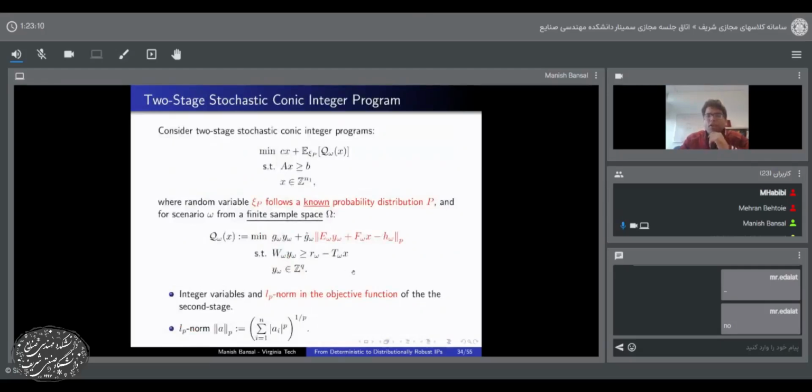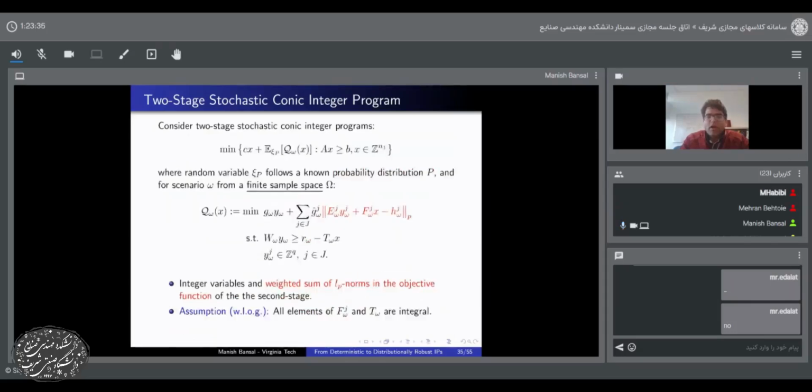So here is a two-stage stochastic conic integer program. The only thing that I'm doing here is adding, in the second stage, an LP norm in the objective function, where the LP norm is the usual definition. It can be seen as a p-order conic program. Or I can say that instead of just one LP norm, I have a weighted sum of LP norms in the objective function. The second stage has integer variables only, and I will assume that the elements of fj omega and t omega are integral without loss of generality.